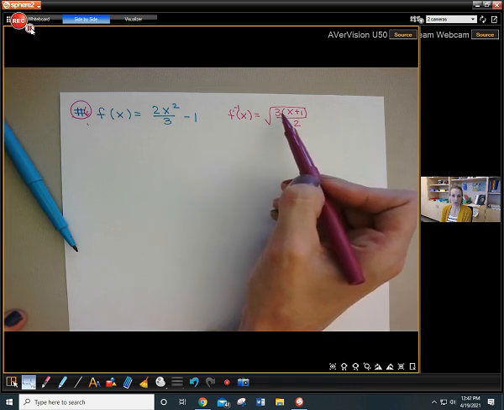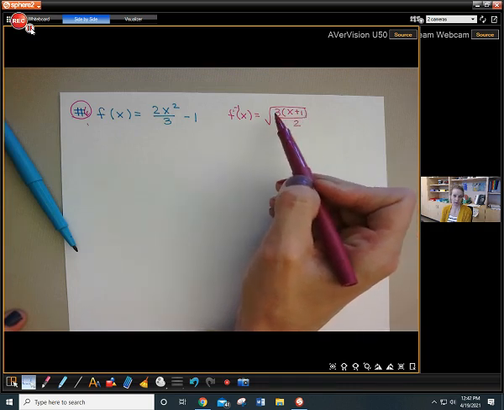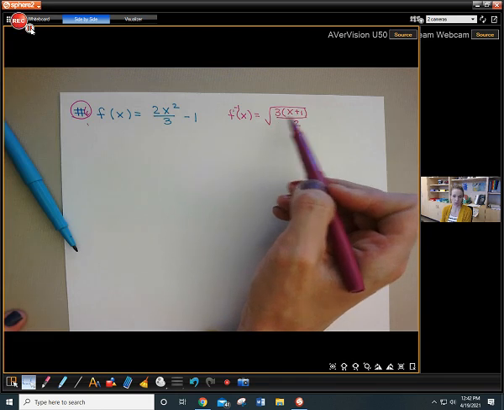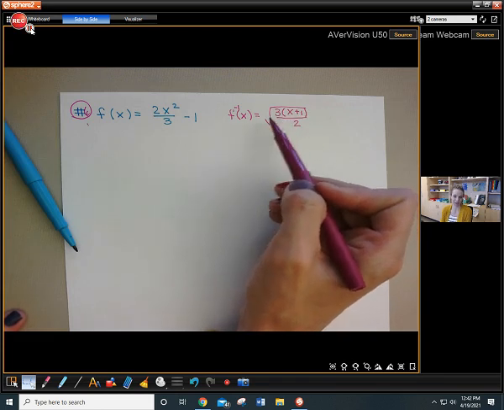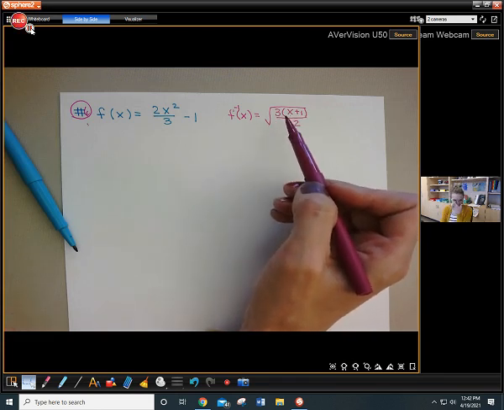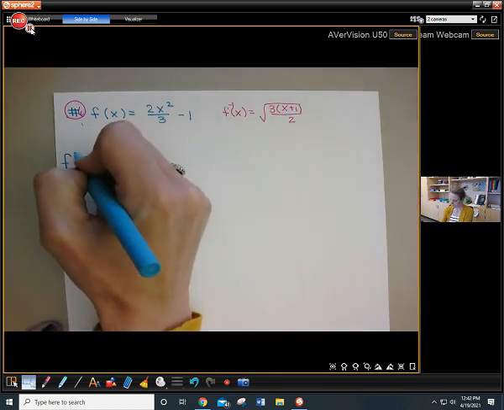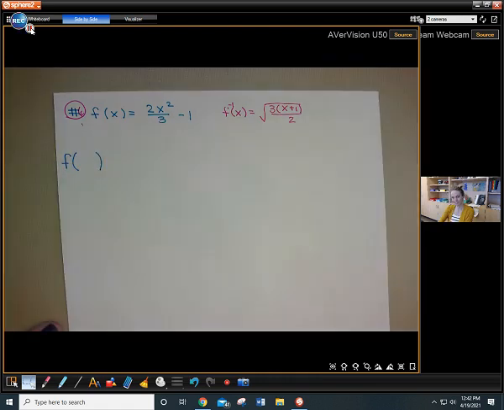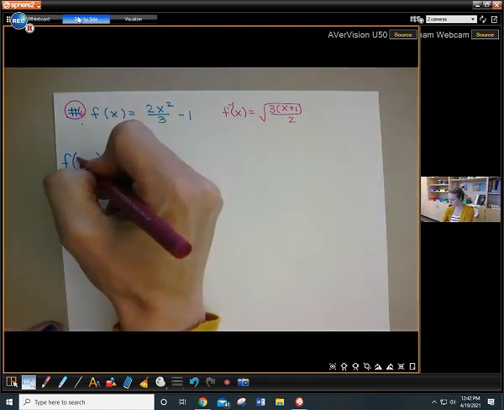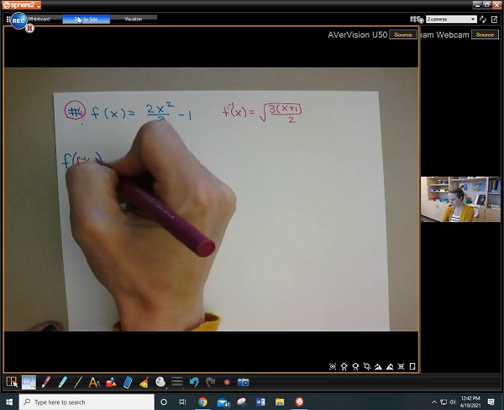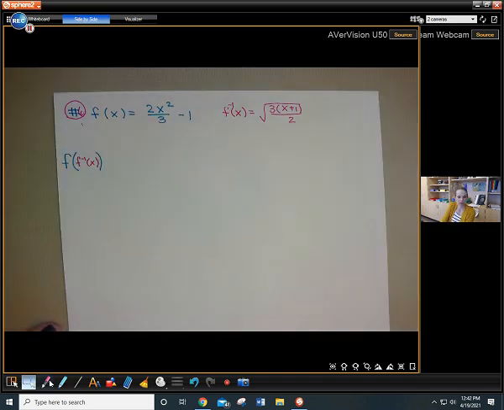Some of you might have distributed that through, and that's fine. You could say 3x plus 3 if you want here. I'm just going to leave it in that factored form for myself. So again, I'm going to say f of, instead of the x's, I'm going to write in what the inverse equation is. I'm going to take this and substitute it into this x spot.